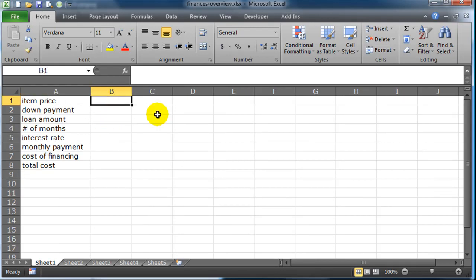And the item price, it could be a car, it could be a house, it could be a boat, it could be anything that you would buy that you would finance. For a business, it could be a building, or it could be some land or things like that.